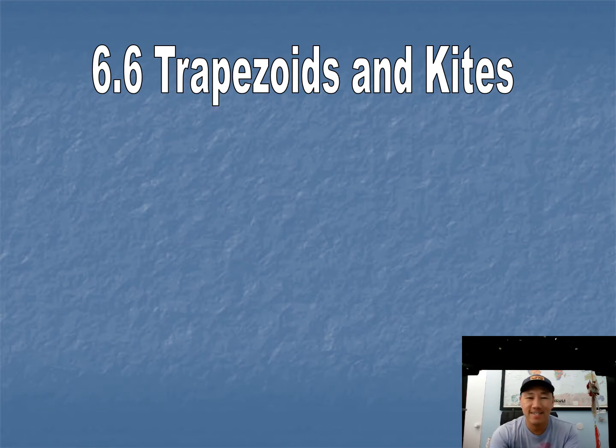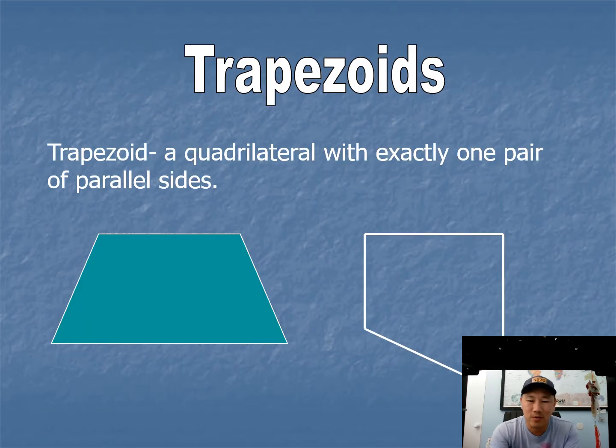Aye, aye, Captain. 6.6, trapezoids and kites. So we're going to do 2 more quadrilaterals for the chapter. All right, let's start off with trapezoids. The definition of a trapezoid is a quadrilateral with exactly 1 pair of parallel sides.